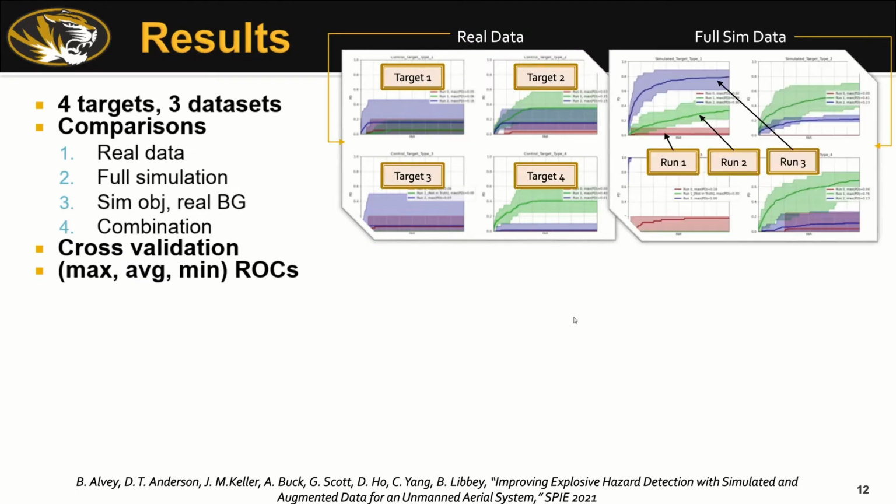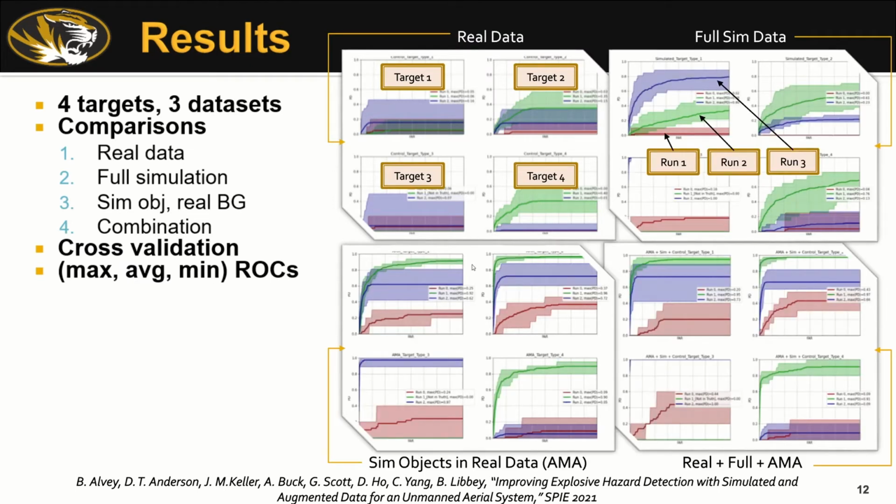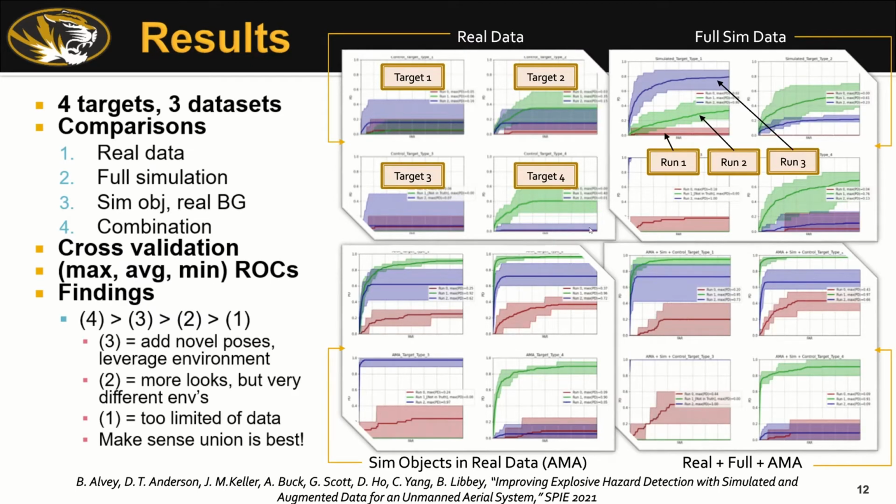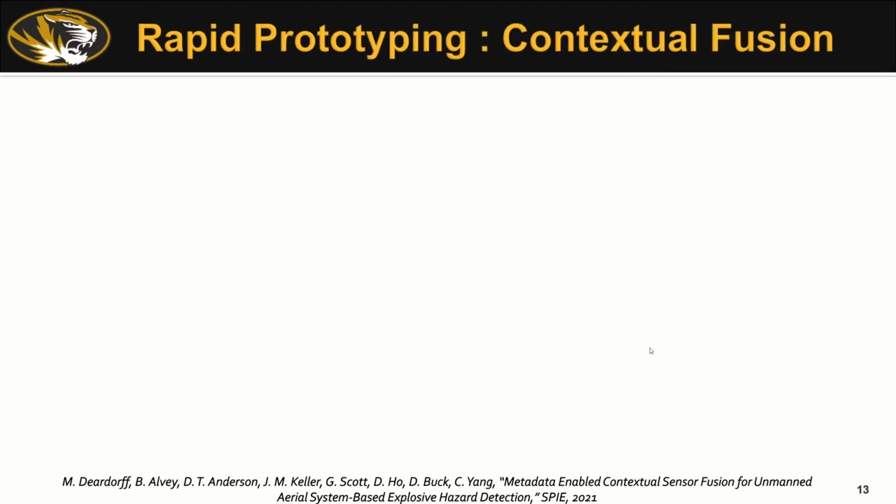And these are the results that go along with the explosive hazard work. The finding here is just that sim helps a lot. What I just described, where you take that simulated object and insert it in the real background, turned out to be pretty helpful. And the combination of that along with full sim data and some real data did the best of any of them individually. We were able to really improve detection results from a limited data set.